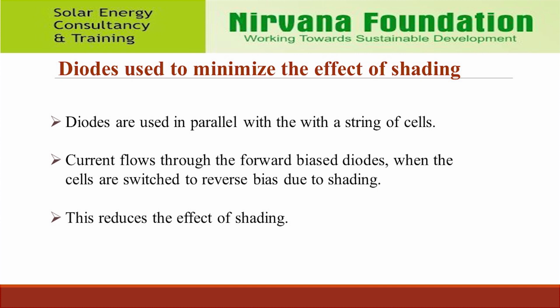Using diodes is one of the approaches to reduce shading losses. Diodes are used in parallel with a string of cells. Current flows through the forward bias diodes when the cells are switched to reverse bias due to shading. This reduces the effect of shading.